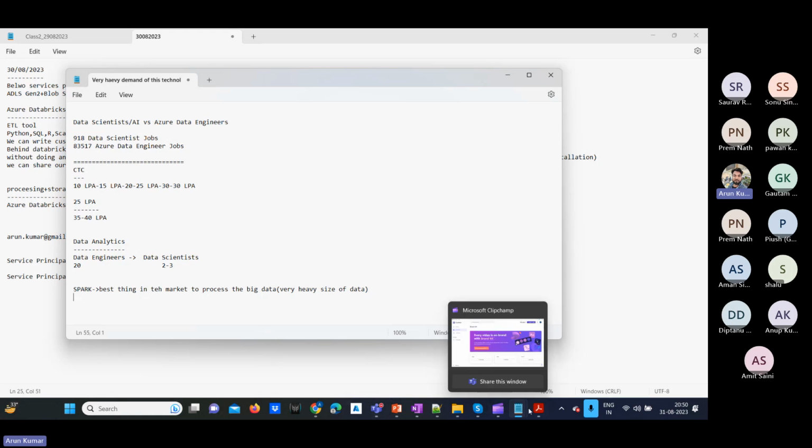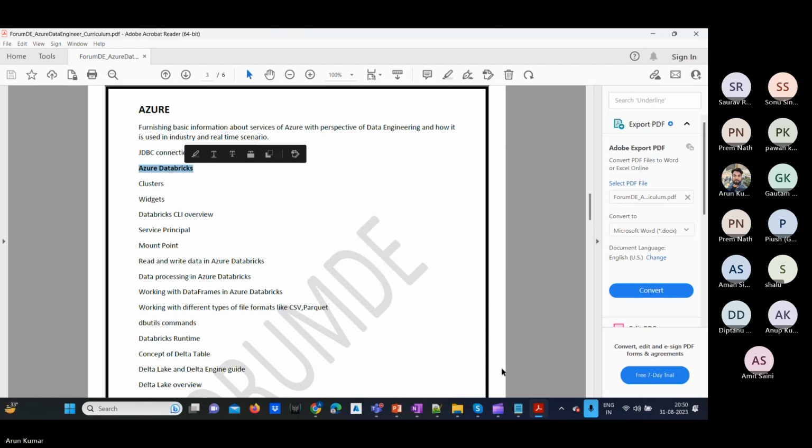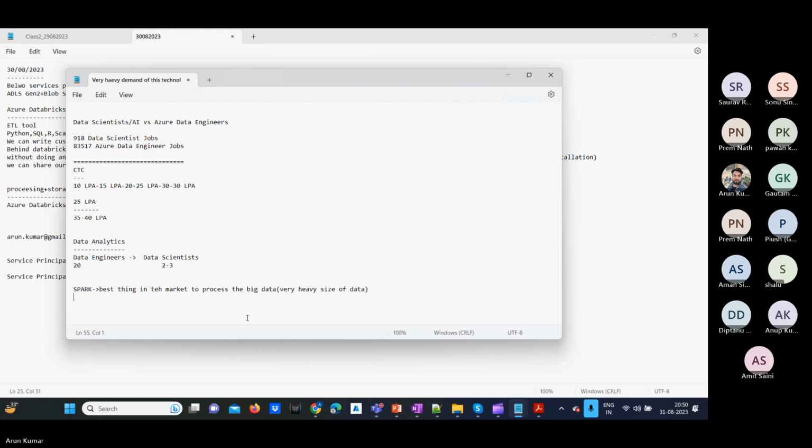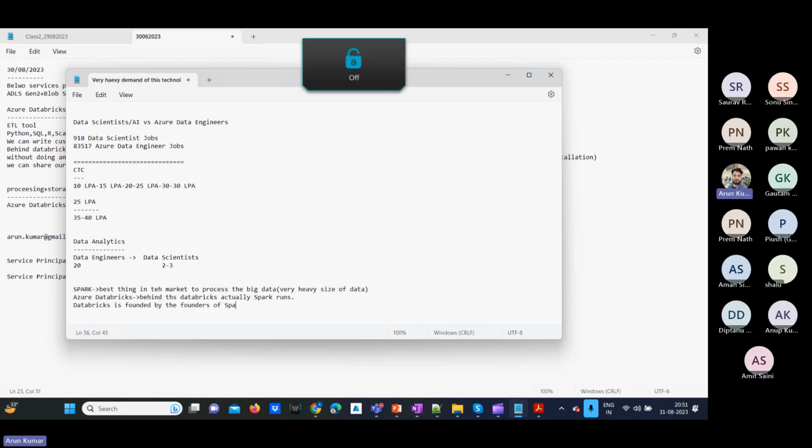And this Databricks, which I just showed in my syllabus. Sorry, I was just talking about Azure Databricks. Behind Databricks, actually Spark runs, and Databricks has been founded by the founders of Spark.